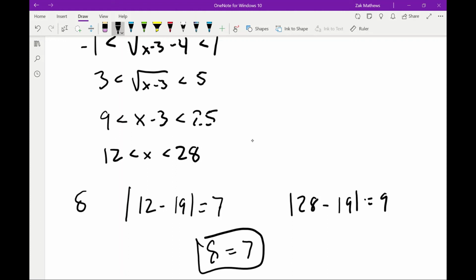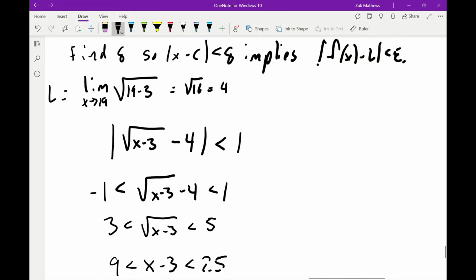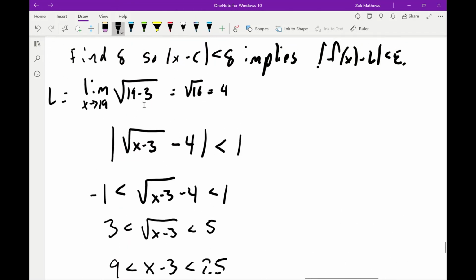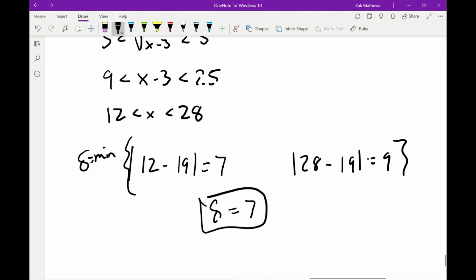Our delta will always be the min of these two calculations. Whatever we get for those delta neighborhoods, once we subtract off our c, we're going to choose the smaller value. And it makes sense this time that they wouldn't be the same because it is a nonlinear function. It is a square root function, so that rate of change is changing. We would expect one side to be a little closer, one side to be a little bit further away. So that is how we find the deltas. From here, in the next video, we're going to do a formal proof of a limit statement.